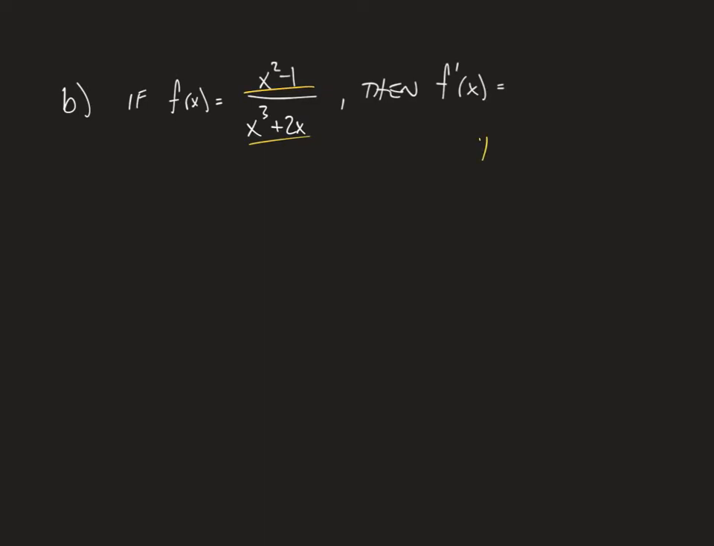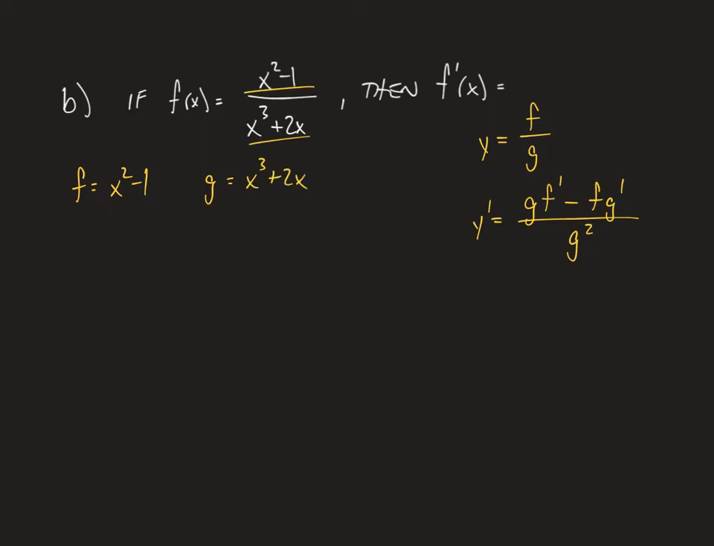And our quotient rule says that if you have a function where you have two functions being divided by one another, then the derivative is low times the derivative of the high function minus the high function times the derivative of the low function, over the low function squared. And we remember that as low d high minus high d low over low low. But there are a lot of different ways to remember this. So let's go ahead and write out what f and g represent in this situation. F is x squared minus 1. G is x cubed plus 2x. So then f prime is going to be 2x, and g prime is going to be 3x squared plus 2.